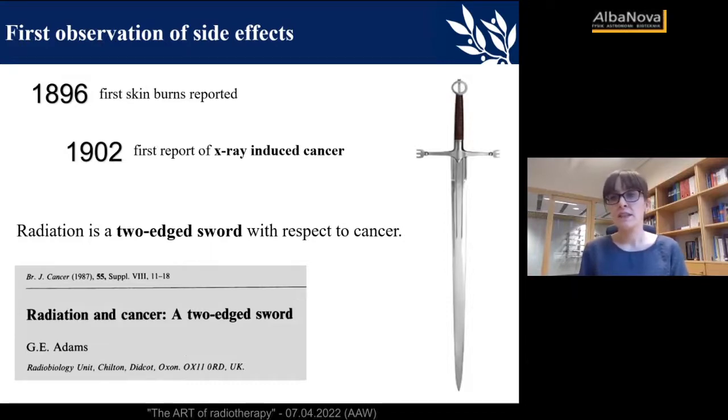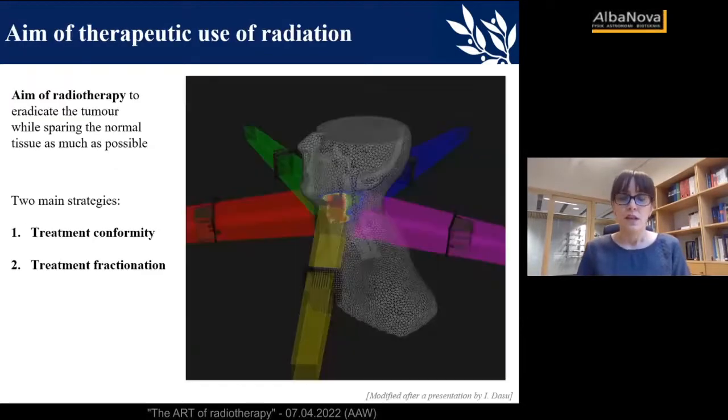So nowadays it is very well known that radiation has an important role in curing cancer. But at the same time, we know that ionizing radiation can actually induce cancer. So what we say in our field is that radiation is a two-edged sword when it comes to cancer. Given that radiation can cure cancer but can also induce cancer, the goal of a radiation therapy treatment would be that radiation should kill, sterilize, eradicate tumor cells, but at the same time spare as much as possible the healthy tissue in the surrounding of the tumor, of the target.